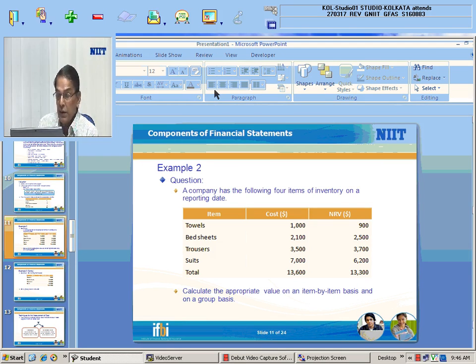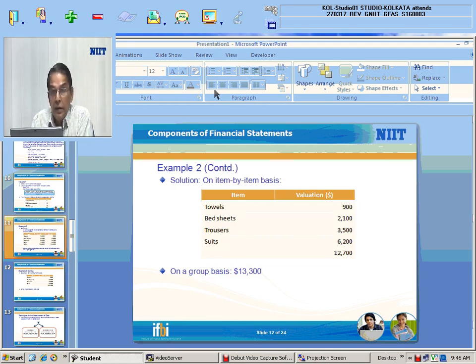Is that clear? This example I think is very specific. Solution is on item by item basis. Valuation of the towel will be 900, bed sheets will be 2,100, trousers will be 3,500, and suits will be 6,200. Always for each item we are looking at the cost and NRV and taking the lower of the two. And total value of the inventory when you do item by item is 12,700. It will require a write down of 900 because the cost of the inventory was 13,600.